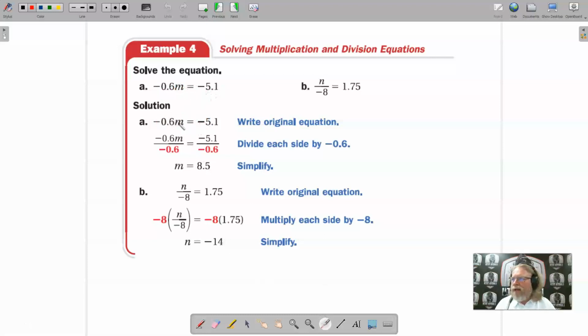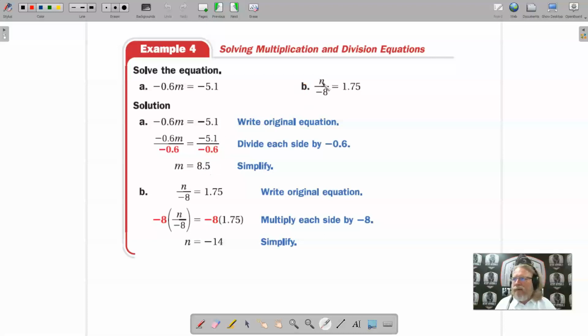We'll rewrite that. The negative 0.6 is tied to the m through multiplication. The opposite operation is division. That's why we see a fraction bar here. Every fraction is a division problem. We're going to divide by the very number we wish to get rid of, which is negative 0.6. And what we do to one side, we have to do to the other. So the negative 0.6's are going to cancel each other out, leaving us with just m. This is a negative divided by a negative, so it's going to be positive. And 5.1 divided by 0.6 is 8.5.